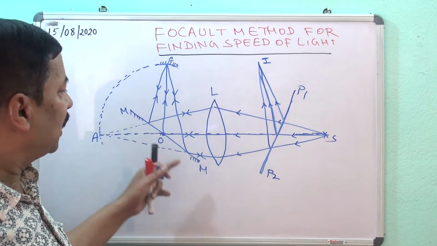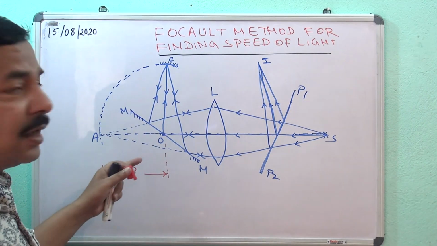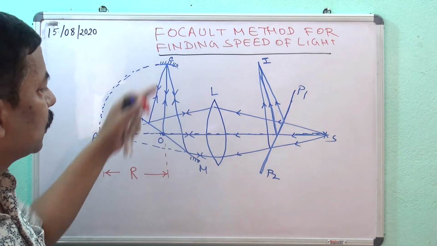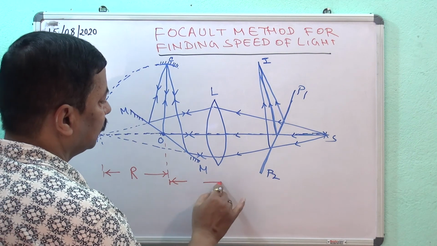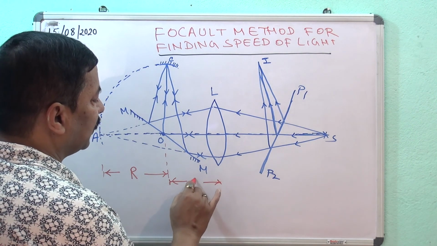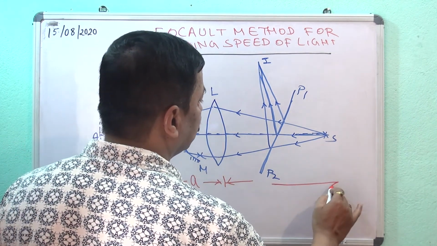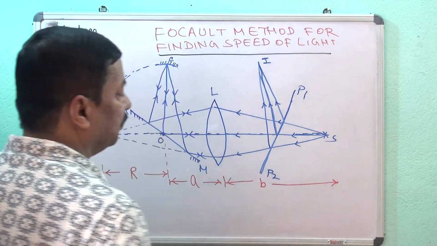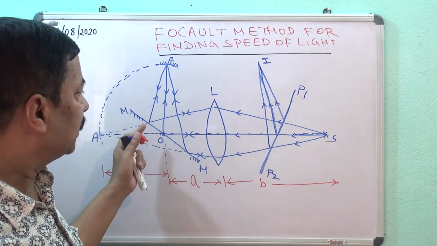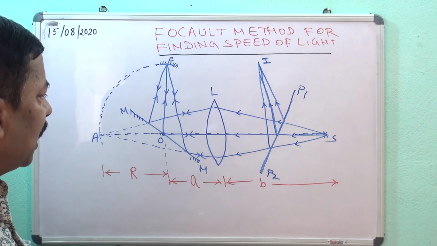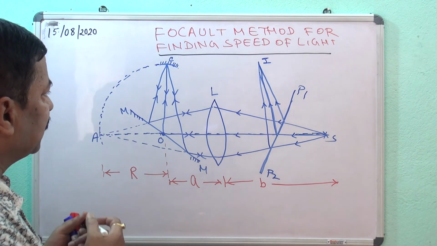Right now, this mirror is stationary. The plane mirror is stationary. I am considering R as the radius of curvature of this concave mirror. This distance I am considering as R, and this distance from lens to plane mirror I am considering as A, and from lens to source, this distance I am considering as B. R, A and B. Right now the plane mirror is stationary. Now I am rotating the plane mirror. The plane mirror is rotated with a certain angular speed, that is a fixed angular speed, I will tell you.